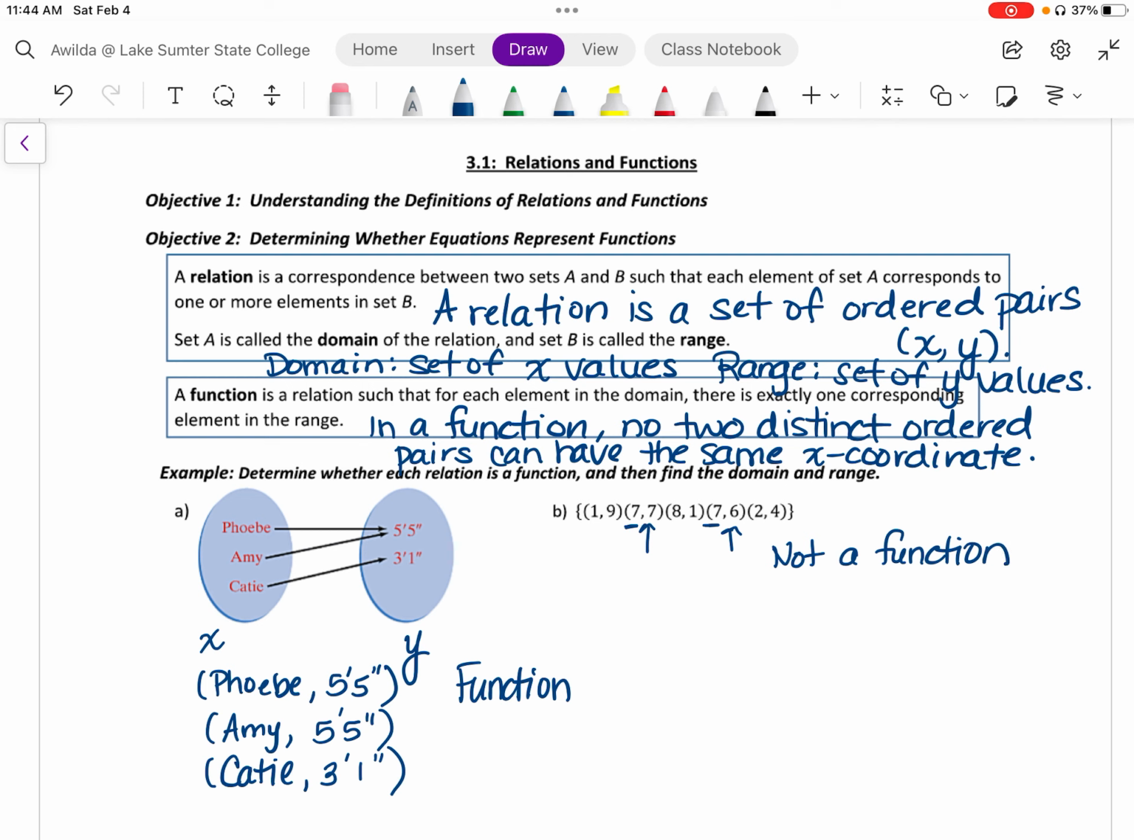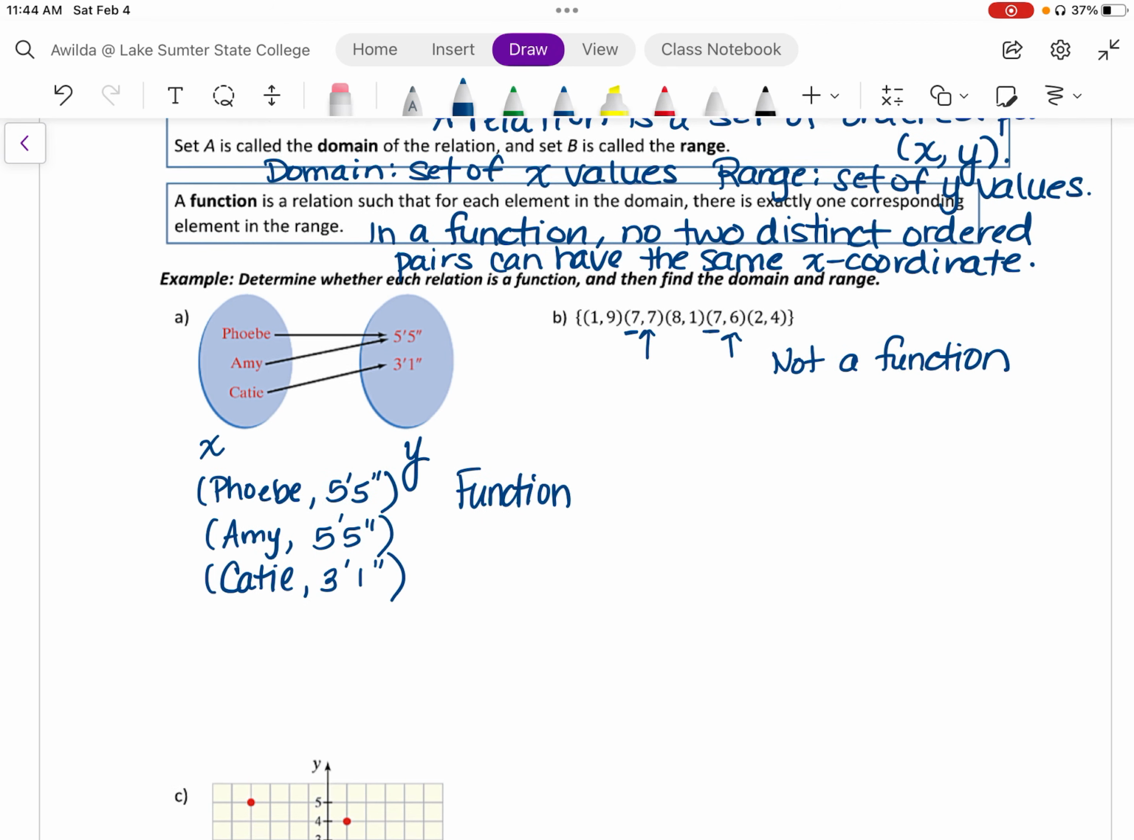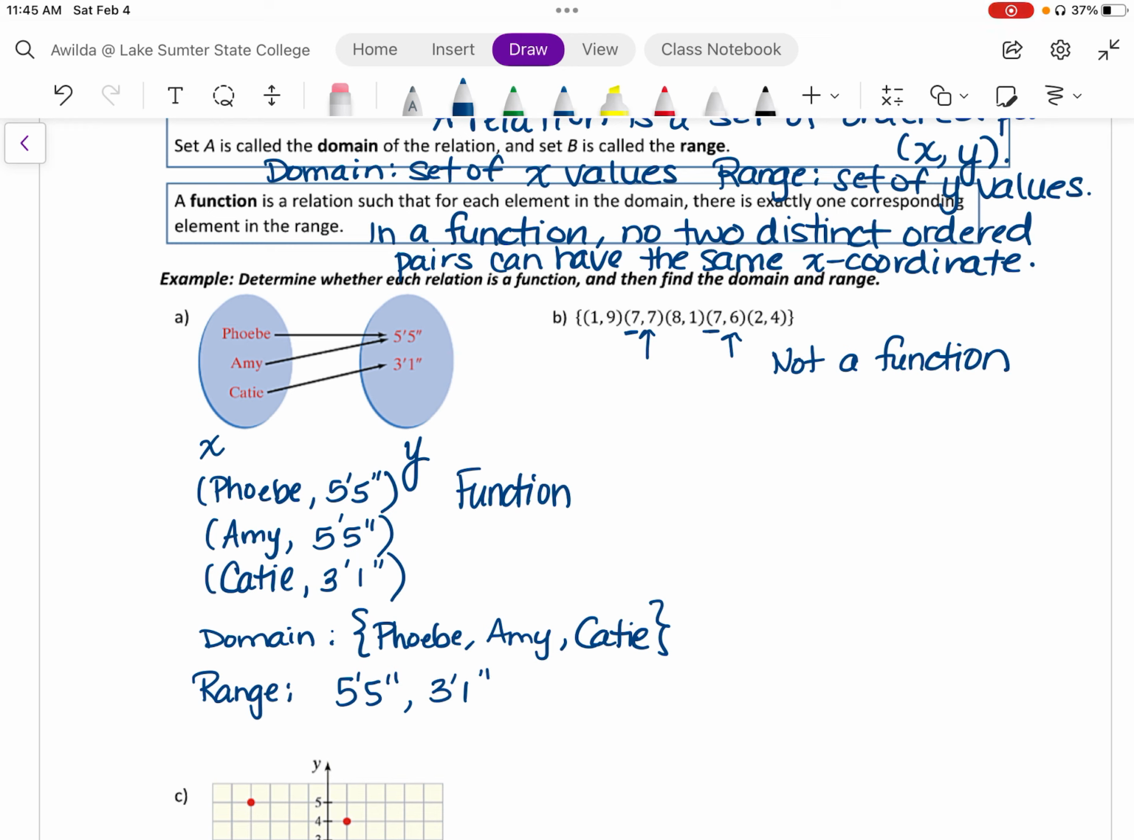Now we're also asked in the instructions to designate the domain and the range for these relations. Remember, this is true for relations even if they are not functions. So in the first case for letter A, the domain would include the three names, Phoebe, Amy, and Katie. And we're going to list these in curly brackets to designate that this is a set or a collection. The range only consists of two different values, the 5 feet 5 inches and the 3 feet 1 inch. And again, we'll put those in curly brackets to designate this is a set.